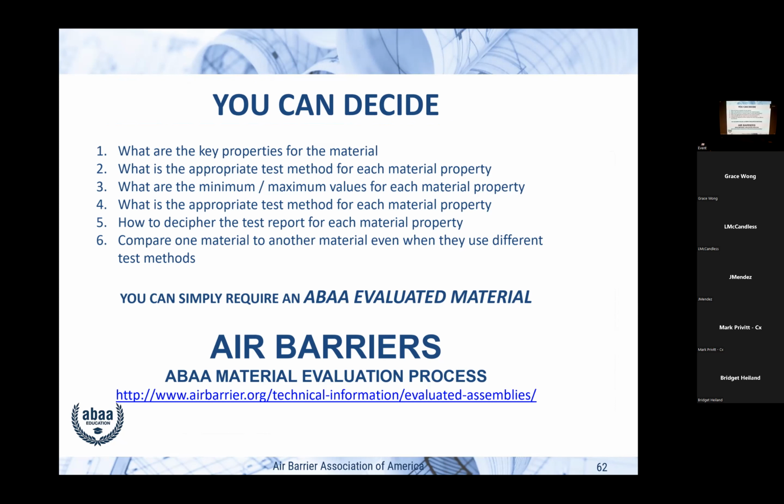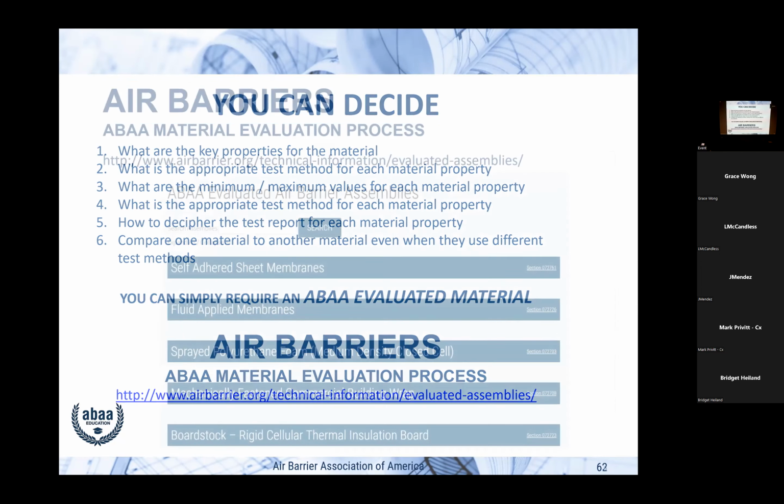What's the baseline that you want for your material that you're going to use in your project? And then if you get the test method and you got the minimum and maximum, how do you decipher the test report? And then how do you compare one material to another if your testing is different than somebody else's testing? That's why we do standardized tests, so we can compare materials. You can all do that, or if you open door number 2, you go on the ABBA website and we got it all done for you. Okay. We're just really nice guys.